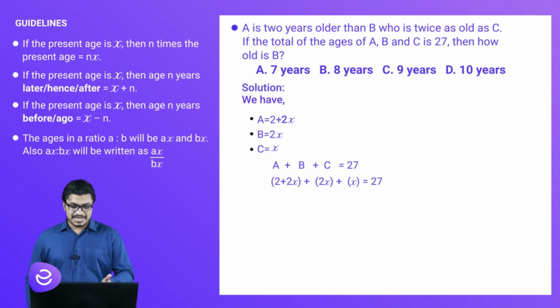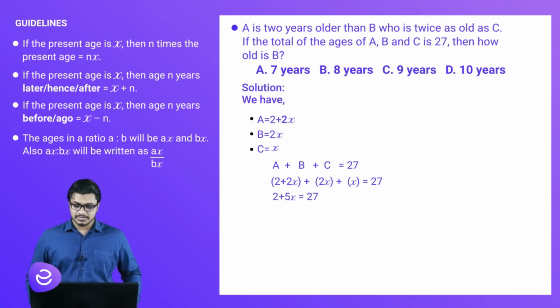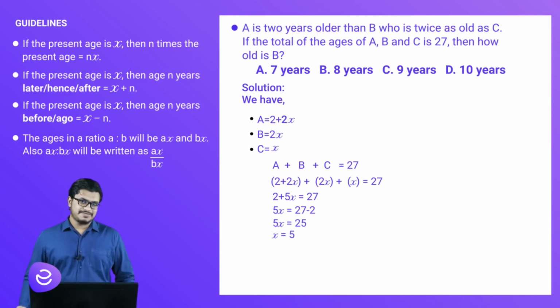So, if we add, we have all the X's there: 2X, 2X, and X. If we add, we get 5X. So, 2 plus 5X, if we remove the brackets, we get 2 plus 5X equals 27. So, we will take the 2 to the other side. We get 5X equals 27 minus 2, which gives you 5X equals 25, and X equals 25 by 5, which is 5. So, we have X equals 5.